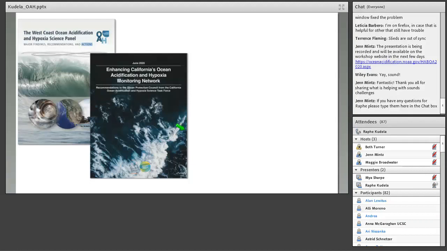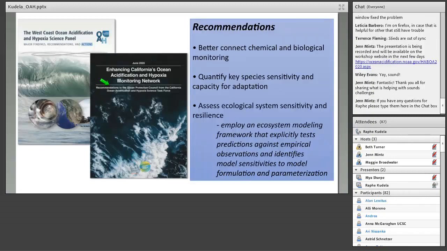I think California is a really good example of this, where they've given it a lot of thought. And so I'm showing you 2 reports. The West Coast Ocean Acidification and Hypoxia Science Panel released a report in 2016. And just very recently, this report came out this month, they followed up with a report on how we enhance the ocean acidification and hypoxia monitoring network.